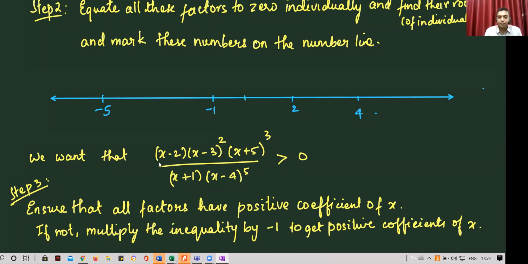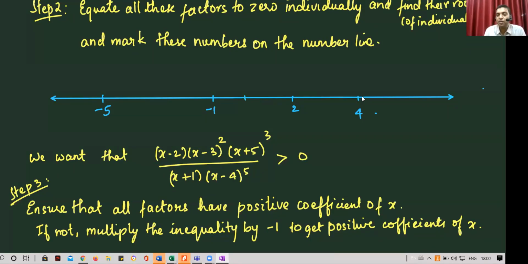All right, here it is 1, 1, 1, 1. So all are positive, no problem. Suppose you had 2 minus x, then what do you do? Multiply with minus sign throughout. So the inequality will reverse. So now we have to see which one will be positive, which one will be negative. Now, once all coefficients of x are positive, then go to the extreme right.